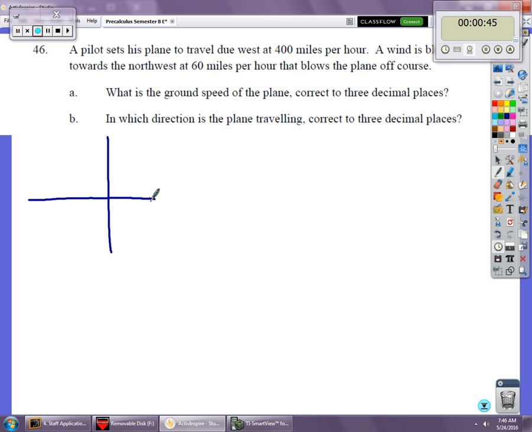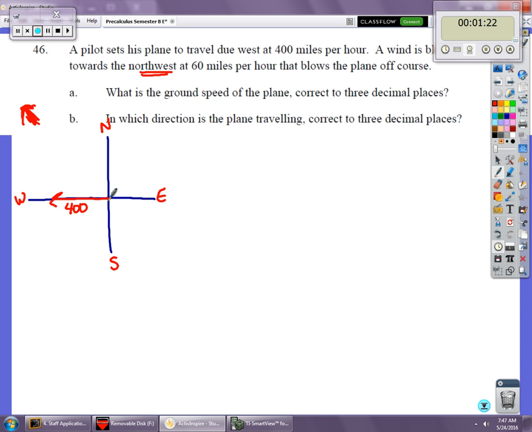Okay, so let's think about a coordinate plane, a coordinate grid, and think about a little bit of a visual about what this guy's doing. It says he's going due west. So if we are going west, 400 miles per hour, that is our magnitude. It's going straight west, 400 miles per hour. That's it. There's also a wind that's blowing towards the northwest. So that's like this direction, right? Towards the northwest.